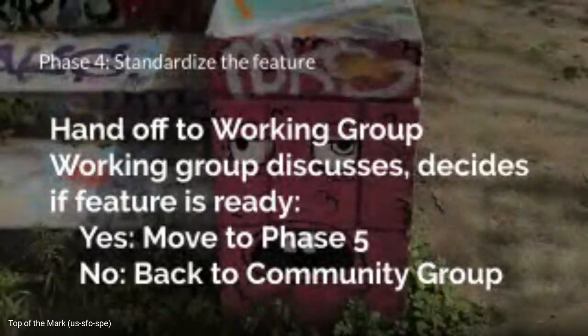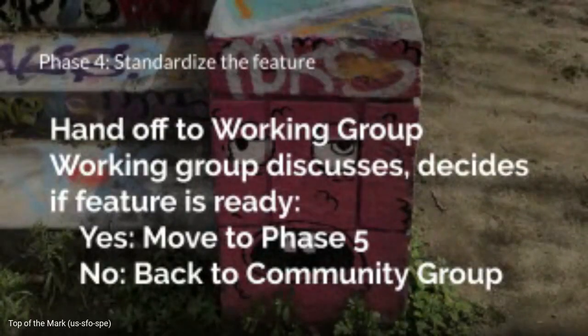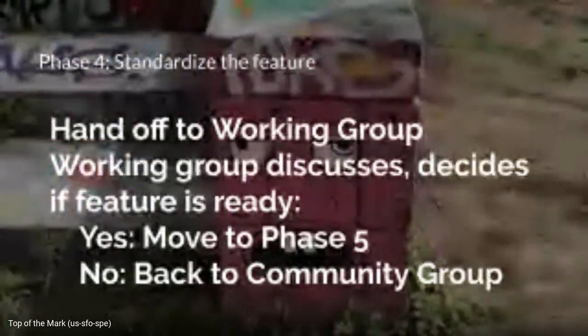And then finally, this is the handoff point. So if we progress past phase 3, now we have a number of implementations, we have a proposal, everyone's excited about it, and the community group hands it off to the working group. At that point, the working group looks at it and says, yeah, this looks good, we're excited about this too. Or they say, actually, maybe there are some things that we need to look at more carefully. If they agree, it moves forward to phase 5. If they don't, then it goes back to the community group to address those concerns.